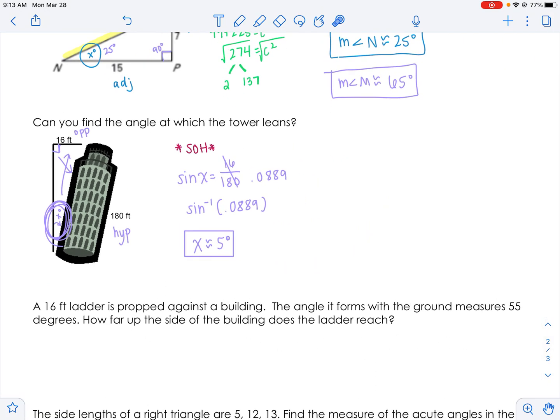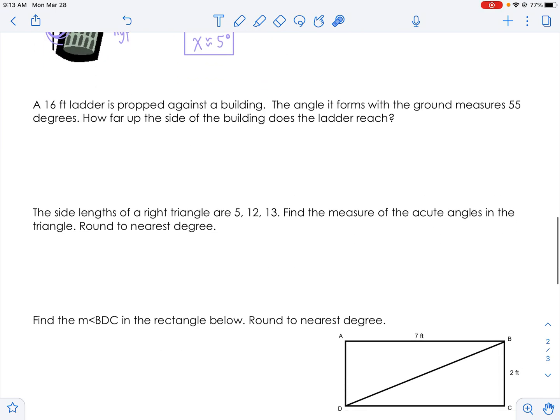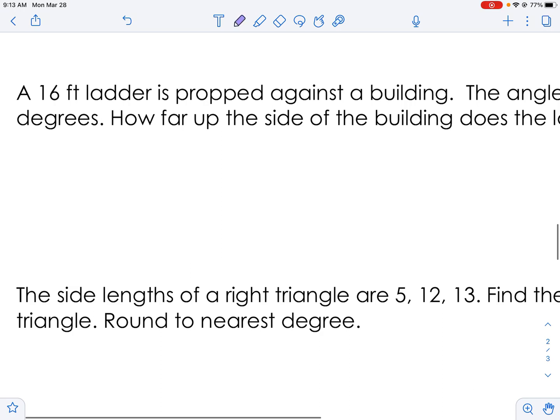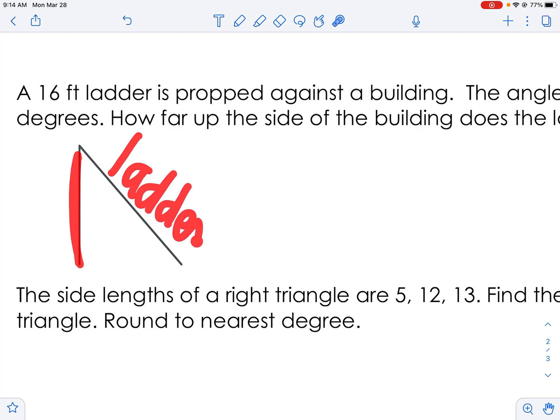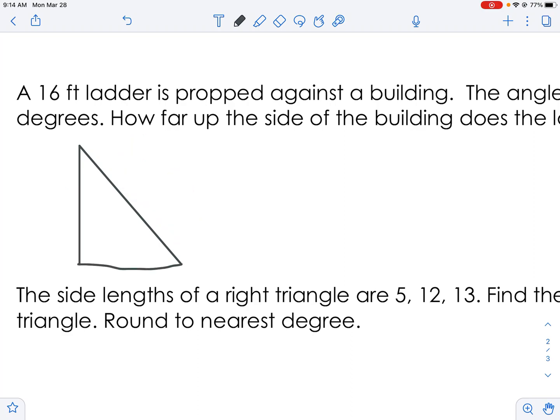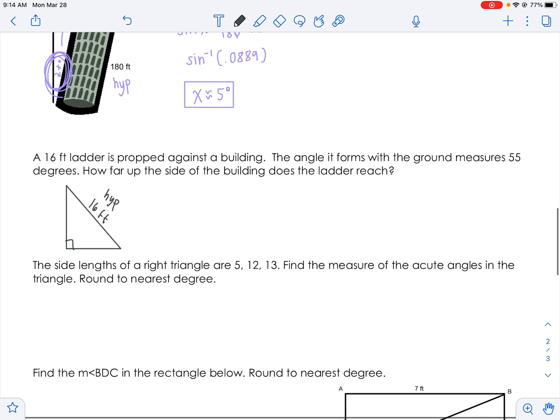People in jobs like that always have to be very, very careful with those angles and those degrees to get those measurements right. So taking a look at a word problem, it says a 16-foot ladder is propped against a building. Ladders lean against buildings. That's the safest way to do it. So if this right here is my wall of the building, this is the ladder. The ladder is the one that's leaning against the building, and then there's the ground right there. So the ladder, 16 foot, that would be the hypotenuse.